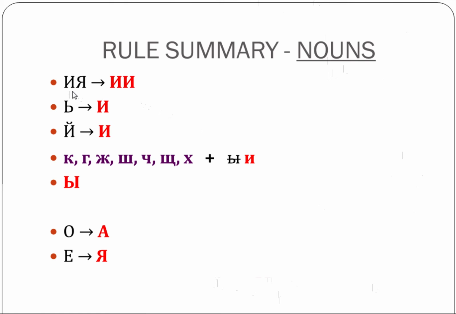Do I have a word ending in ия? If I do, the plural ending is ии. Do I have a word ending in a soft sign? Again, masculine, feminine, doesn't matter. Soft sign changes to и. Й loses its top, becomes и.